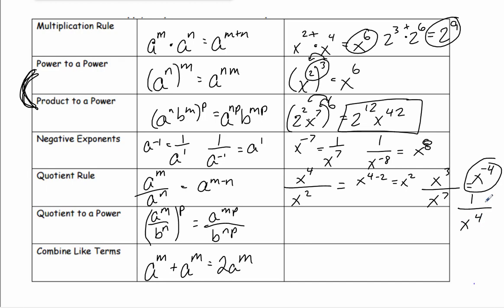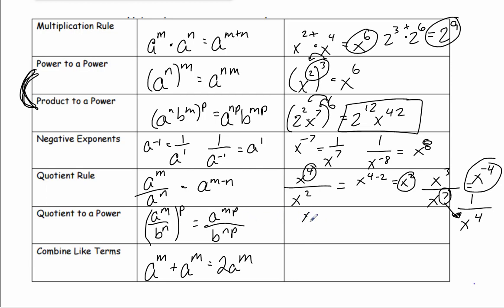And another way you can think of it is this. Where do you have the most variables? I have the most variables up top here. That's why my answer stays up top. In this particular example, I have the most variables in the denominator. That's why they go to the bottom. That's why my answer is in the bottom. Okay, quotient to a power basically is, again, a distributive property with you dividing quotients and all that stuff.